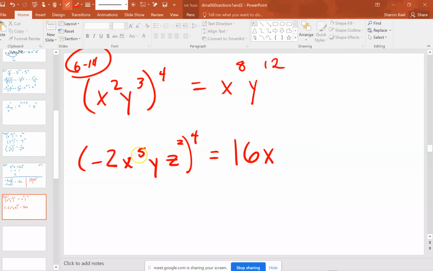For my x, 5 times 4 is 20. For my y, that's an understood 1. 1 times 4 is 4. And for my z, 2 times 4 is going to give me an 8.